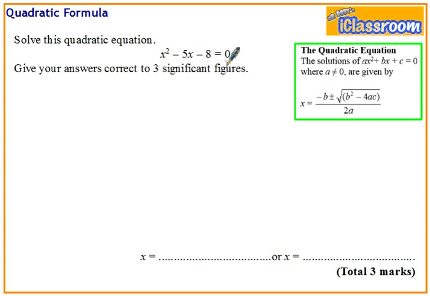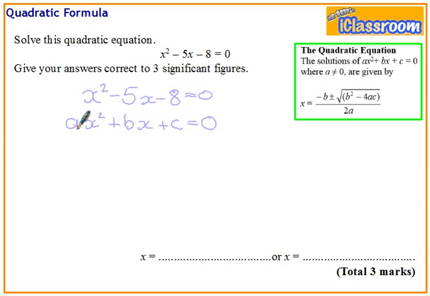So the first thing I'm going to do is to rewrite my equation. So I've got x squared minus 5x minus 8 equals 0. This must equal 0 for this to work, because in my quadratic equation formula I have ax squared plus bx plus c equal to 0 as well. Both of these equal 0, so now I can just go through and work out what each of the letters are.